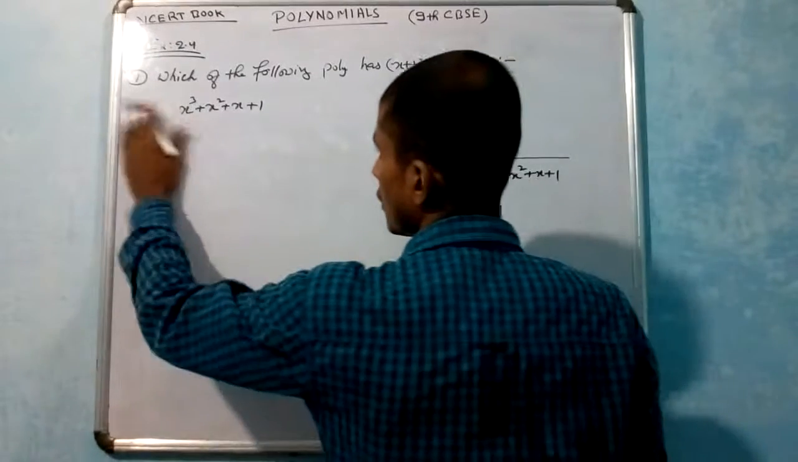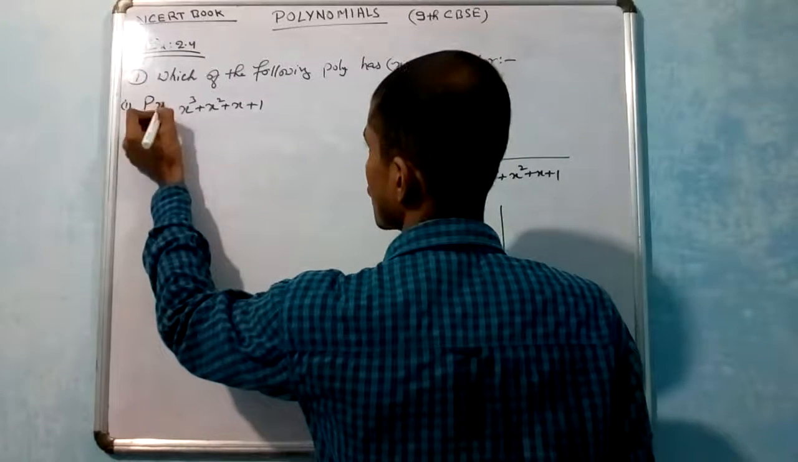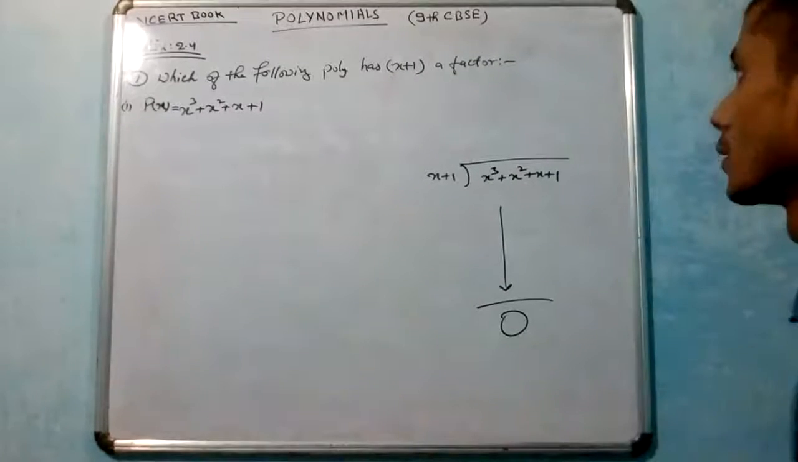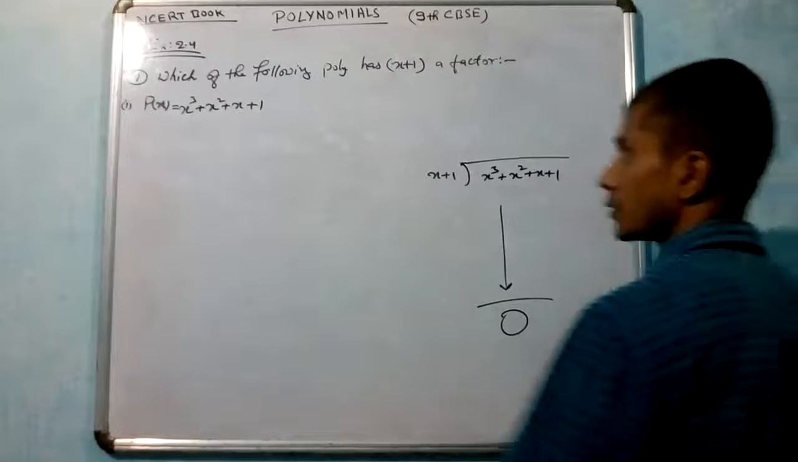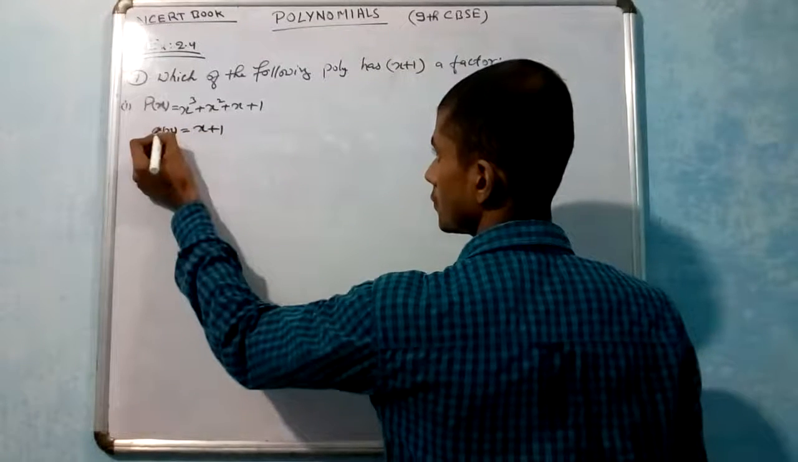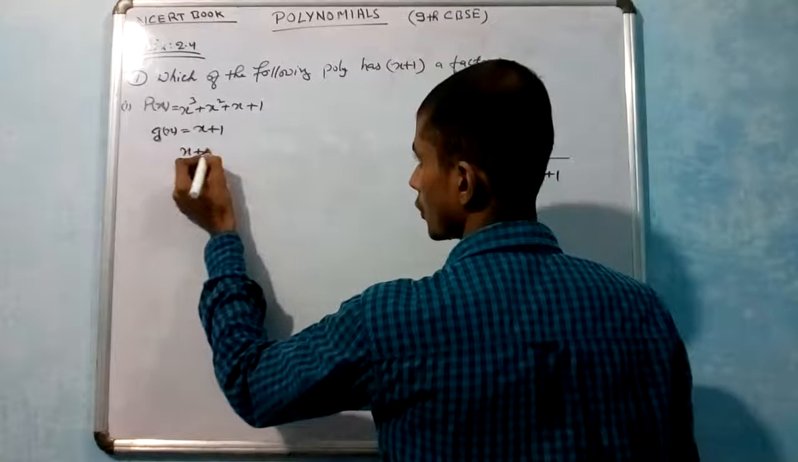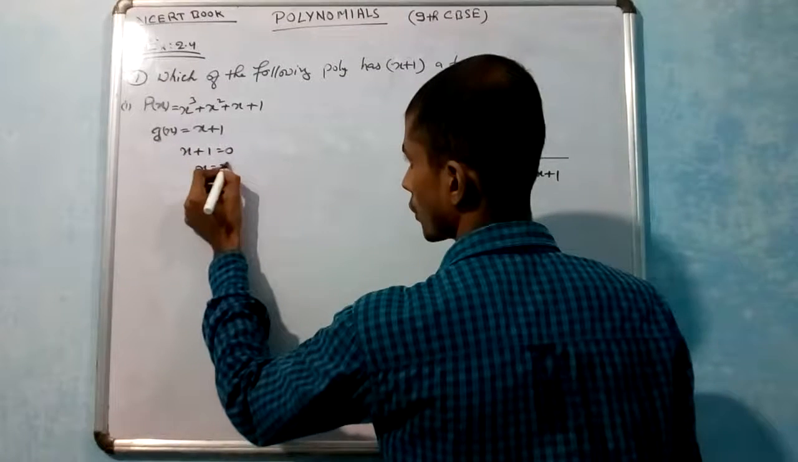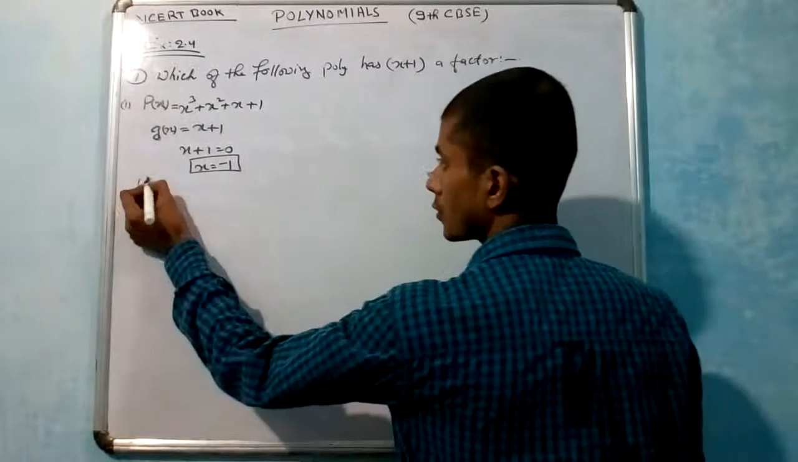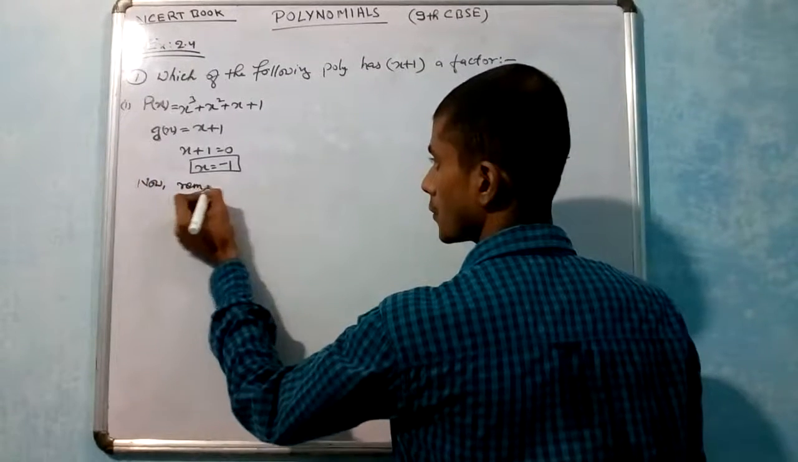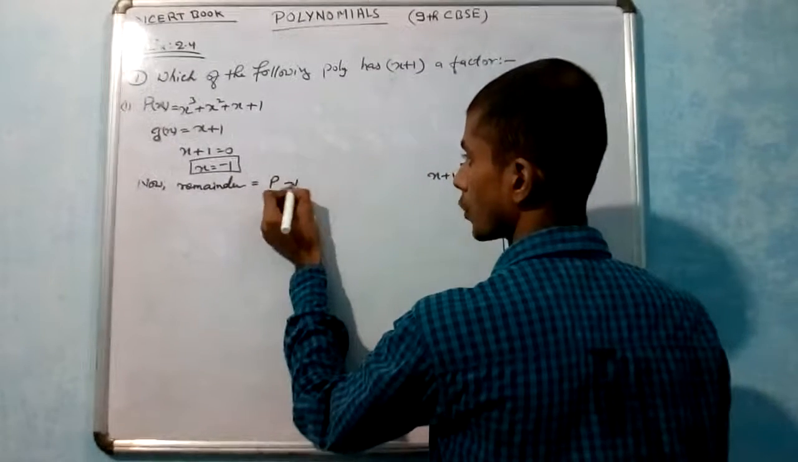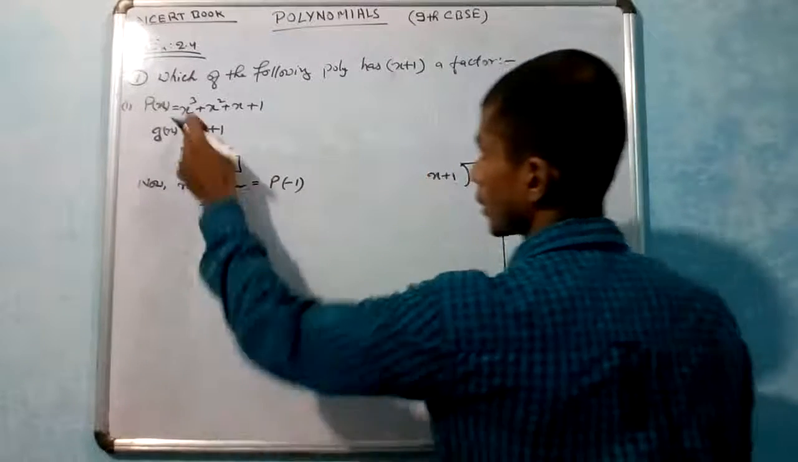Let us write in the solution: p(x) is equal to... Then x plus 1 is equal to 0, so x is equal to minus 1. Next what? Now the remainder is equal to p of minus 1, we have to find. Come on, help me. Next what?